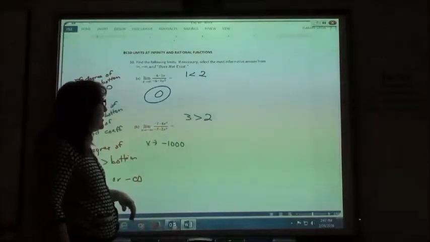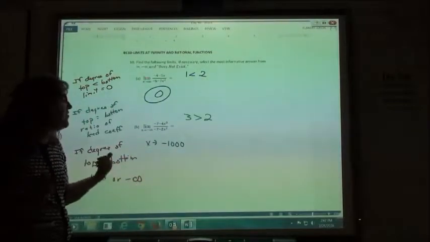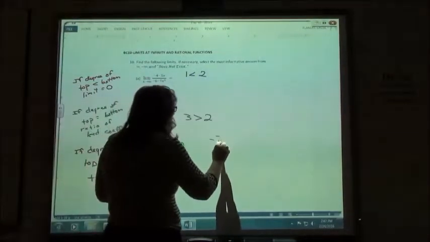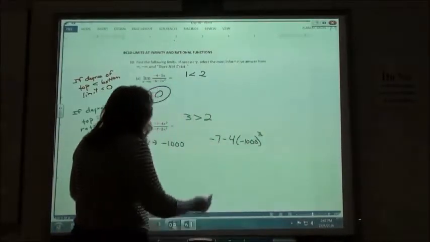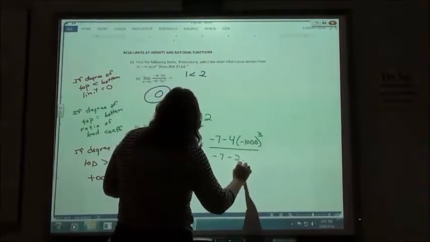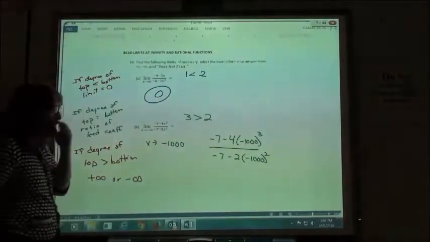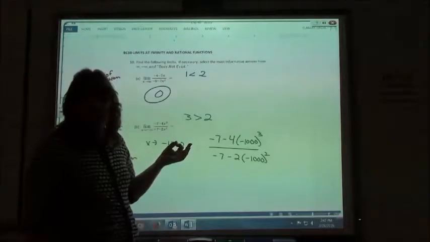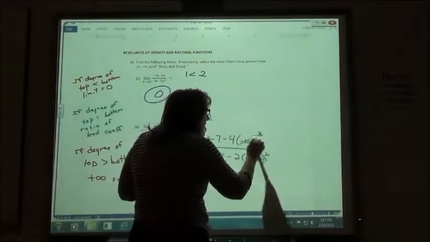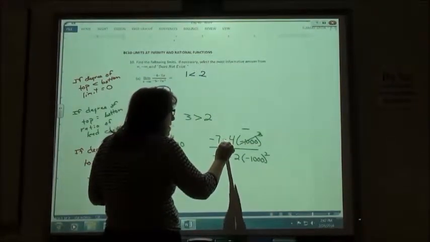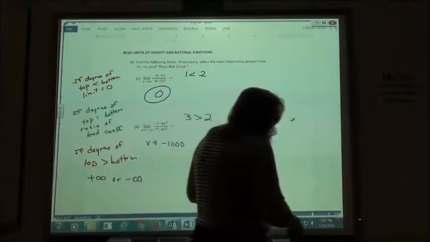I'm going to plug that in to see if I'm going to get a positive answer or a negative answer, which tells me if I'm going to go to positive infinity or negative infinity. So negative 7 minus 4 times negative 1,000 cubed over negative 7 minus 2 times negative 1,000 squared. Now, I'm just worried about the sign. I'm really not even worried about my numbers. So if I take negative 1,000 and I cube it, that's going to stay negative. Nope, I better work it out, because otherwise I have to figure out my number. I'm just going to use my calculator.